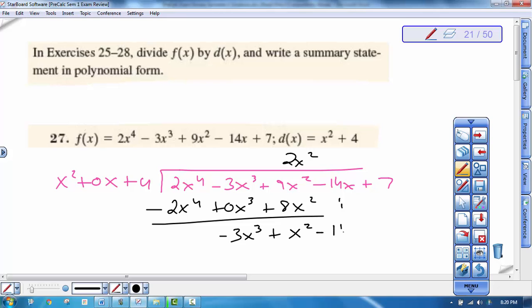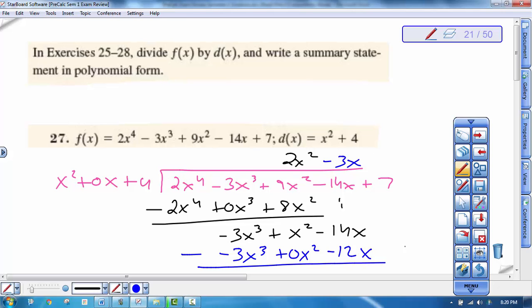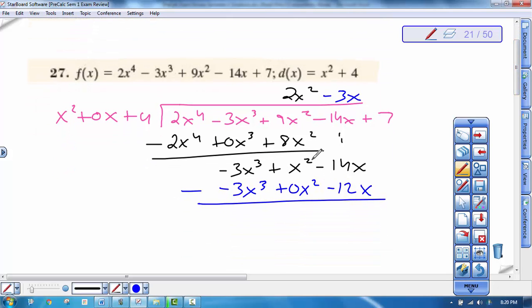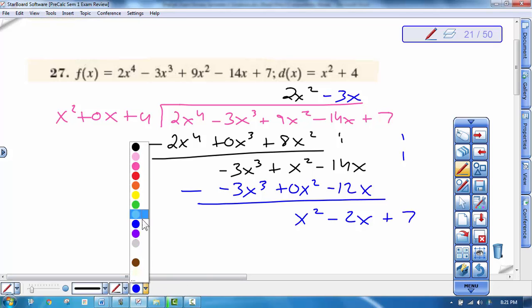I can drop down the next term, -14x, and then start over and say, what do I multiply x squared by to get -3x cubed? That'd be -3x. And then follow through. -3x times 0x gives me 0x squared. And -3 times 4 gives me -12x. And when I subtract, I get x squared minus nothing gives me x squared. And then -14x minus -12x gives me -2x. And I can drop down the 7. And the next question becomes, what do I multiply x squared by to get x squared? That'd be 1. And then follow through.